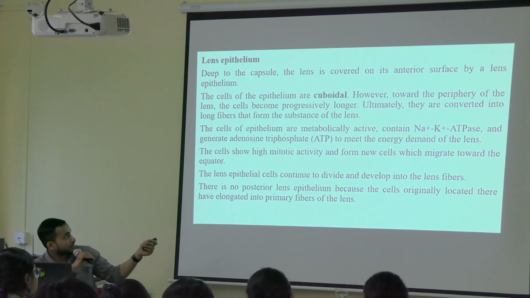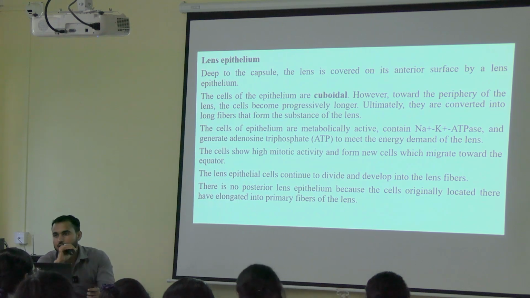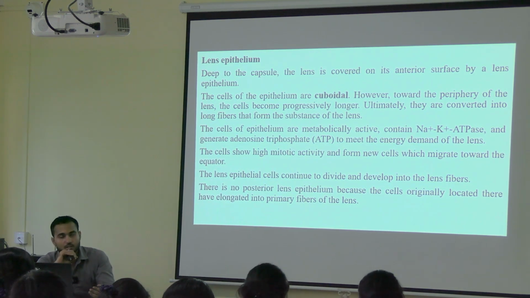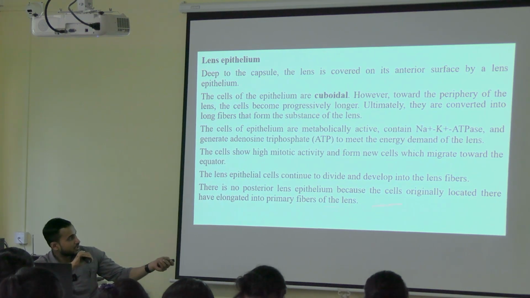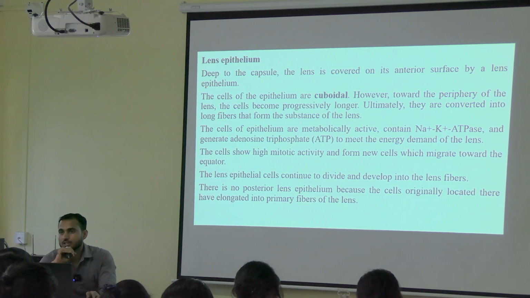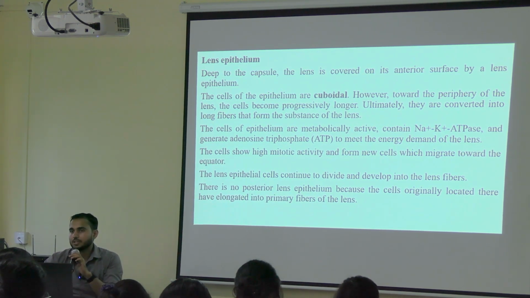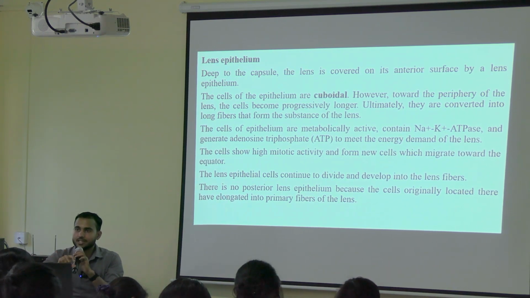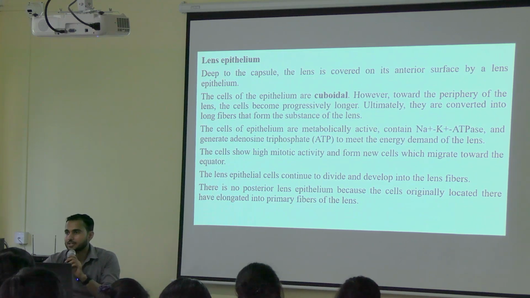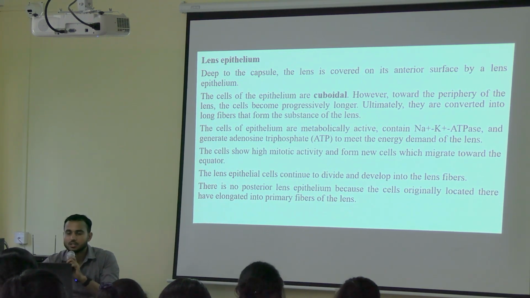Now here you can see there is no posterior lens epithelium, as I have mentioned earlier. The posterior aspect does not have lens epithelium. Why is it not there? Because cells originally located there are elongated into primary fibers. So when the cells go to the posterior aspect, the length will increase, and from cell they will become fiber. And when they are becoming older fibers, as I said, the nucleus will be lost. In that case, they don't have any nucleus.